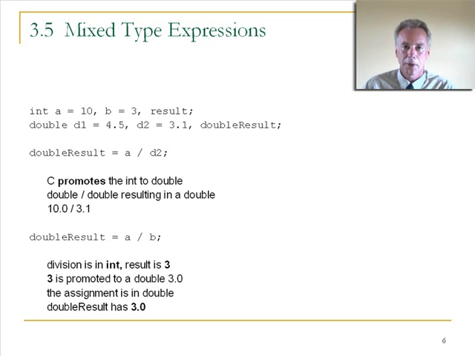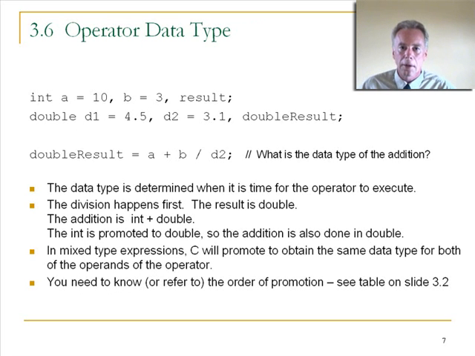So you might notice that in this case, if you did 10 divided by 3 and you wanted a double result, you probably didn't want to let the division happen in integer. So 3.0 is no better than having 3, which is the integer result of dividing A by B. Determining the operator data type is a little bit tricky, so we have this slide specifically to address that issue.